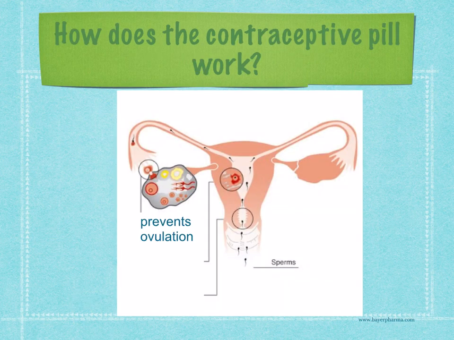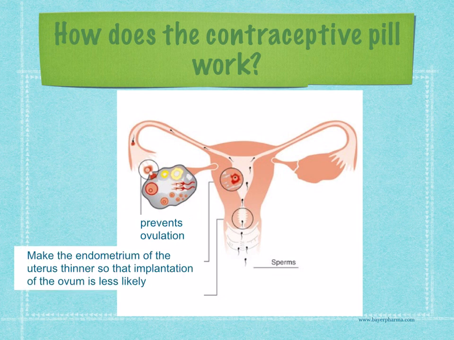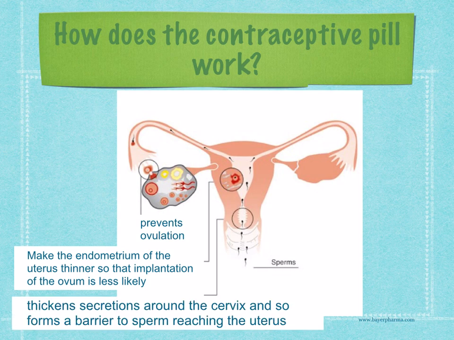So how does the contraceptive pill actually work? Well, it prevents ovulation. It makes the endometrium of the uterus thinner so that implantation of the ovum is less likely. It also thickens secretions around the cervix, so it forms a barrier to sperm reaching the uterus.